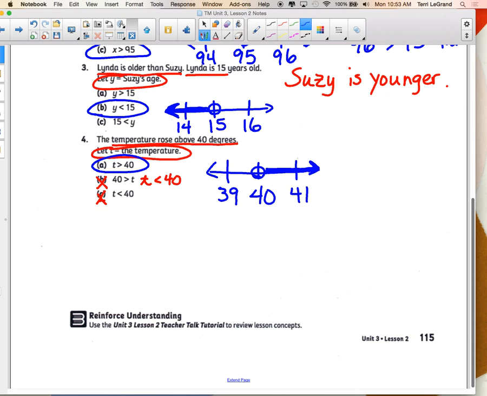So the question is, if we substituted something from the shaded region, let's go crazy and pick a number other than that integer neighbor. Let's pick 50, because 50 would be in that direction. There's lots of numbers greater than 40, one of them being 50. Is 50 greater than 40? The temperature rose above 40 degrees. So in other words, the temperature 50 is above 40. Sounds good to me.